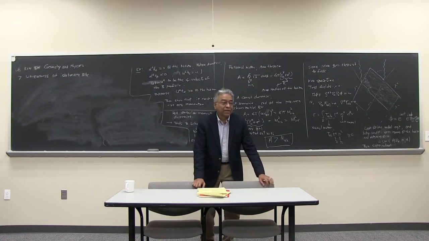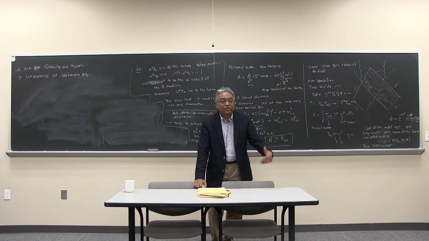But are there any questions about anything we have done so far about Kerr, Schwarzschild, etc.? Because this is the end of the Kerr and Schwarzschild part.